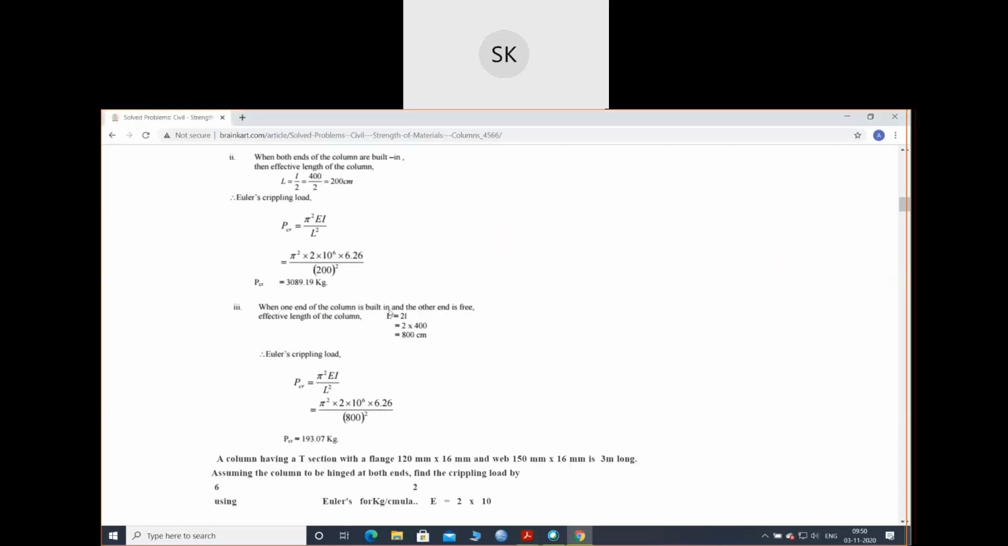Again, for one end fixed and another end free, the effective length is twice L. So they have converted the value here itself, then placed the value in the general equation. Or you can convert the formula and then place the value. It's up to you.